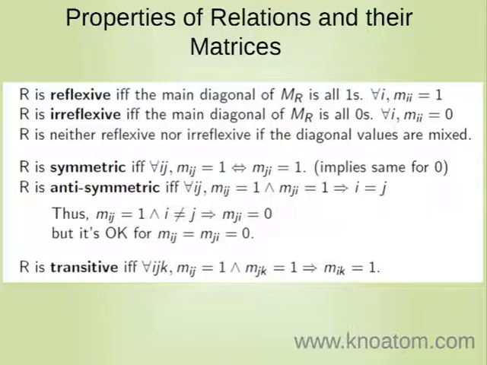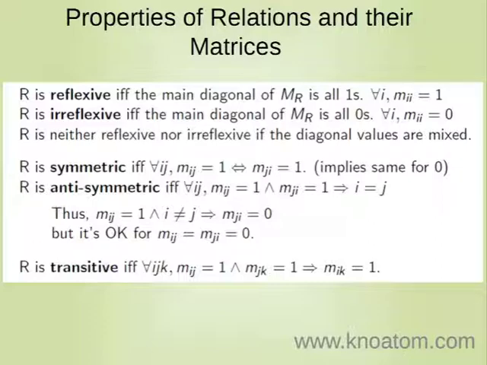So let's look. How do we represent these using matrices that we spoke about earlier? Well, R is reflexive if the main diagonal of MR is all 1s. And this is pretty simple. So for all I, MII equals 1. What is that saying? Well, let's use our example of integers earlier. If your matrix is the cross between integers with integers, then it's reflexive if every position down the diagonal, which would be 1, 1, 2, 2, 3, 3, 4, 4, if those are all true and part of it.